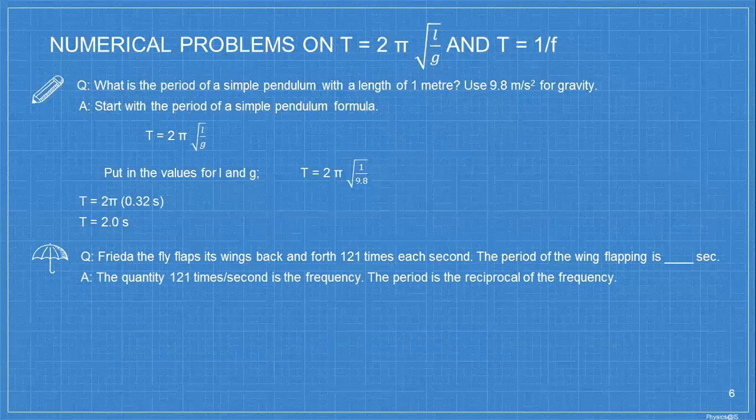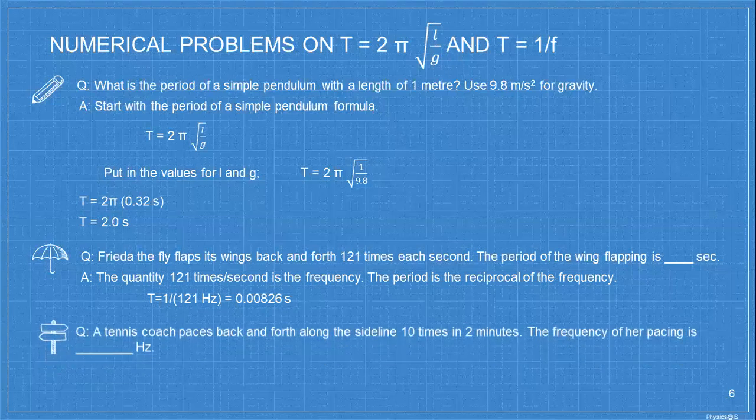So what will be the time period? We know that time period is the reciprocal of frequency. That means it will be equal to 1 upon 121, that is 0.00826 seconds. That's an interesting fact, that a fly can flap its wings 121 times in 1 second. Amazing. Let's see the next question.